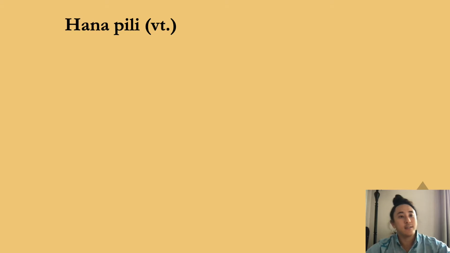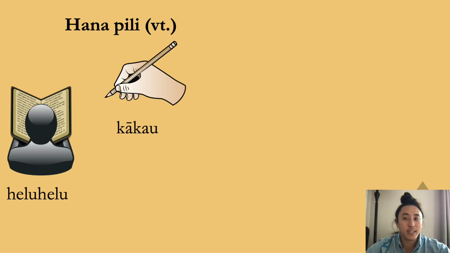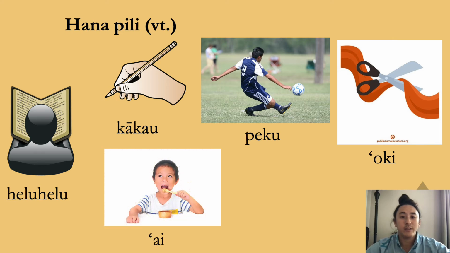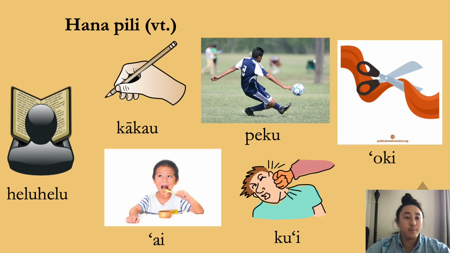And hanapili, things that you usually will need another object to complete the action. Helu helu, kakao, peku, oki, ai, kui. You need a book to helu helu. You need a pen. You need to write something. Kakao, you have to kakao something. You have to eat something. Ai, another food. A food is required to complete the eating action. Those little VT, VI, those are the letters in the dictionary, puke vehe vehe, that will tell you what kind of verb they are. Hanapili, VT, transitive verb. Hanapili ole, VI, intransitive verb.